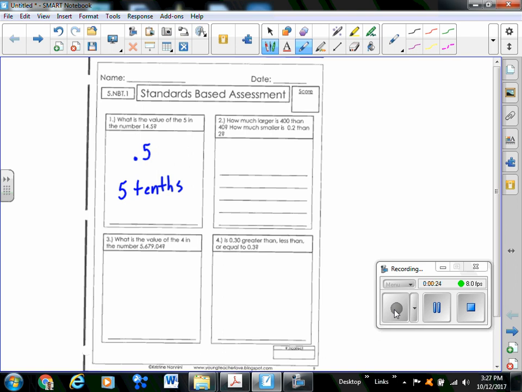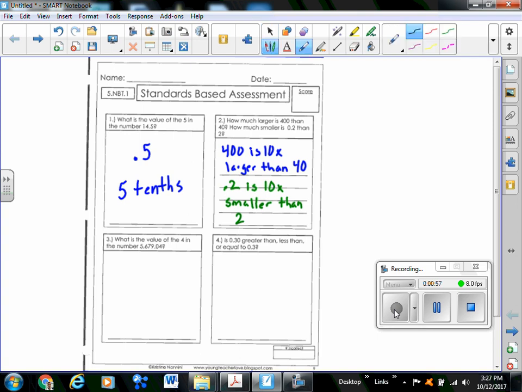Number 2, how much larger is 400 than 40? 400 is 10 times larger than 40. And this is a two-part. How much smaller is 2/10 than 2? 2/10 is 10 times smaller than 2.